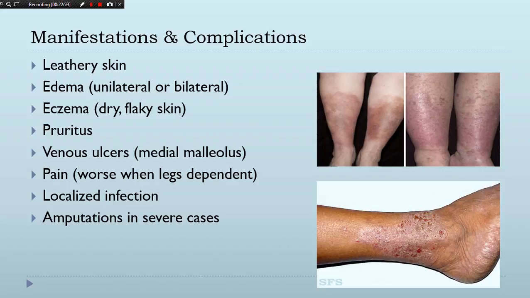Like we said, because of all of the edema and the inflammatory changes in the tissues and in the vessels, they're more at risk for developing venous ulcers that start from the inside and work out, most notably over the medial malleolus. They can have a lot of pain. It's typically going to be worse if the patient has an infection or an acute event, and it's going to be worse when their legs are dependent. In very rare cases do people with chronic venous insufficiency who have non-healing ulcers have amputations.